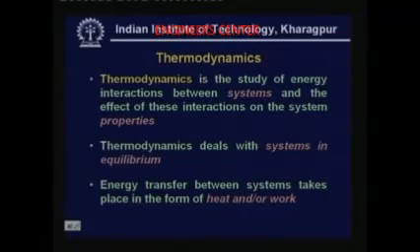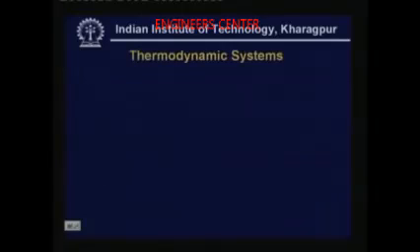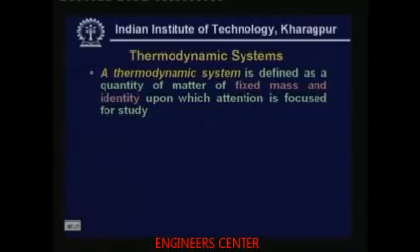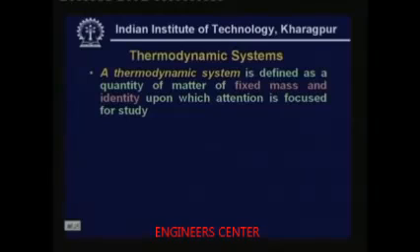So, let us now define systems. What do we mean by thermodynamic systems? A thermodynamic system is defined as a quantity of matter of fixed mass and identity upon which attention is focused for study. So, here you have to notice that for a system the mass is fixed and the identity is also fixed. In very simple terms, a thermodynamic system is whatever we want to study. It can be as simple as a gas in a closed vessel or as complex as a nuclear power plant. Depending upon the problem, the complexity of the system will vary.